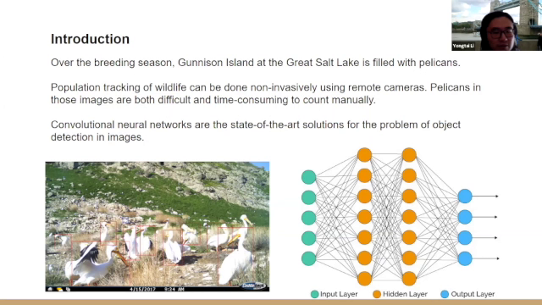Convolutional neural networks are the state-of-the-art solution for the problem of object detection in images. We trained a convolutional neural network to help count the number of pelicans from images. We coded our program in Python using the PyTorch package and its subpackages.